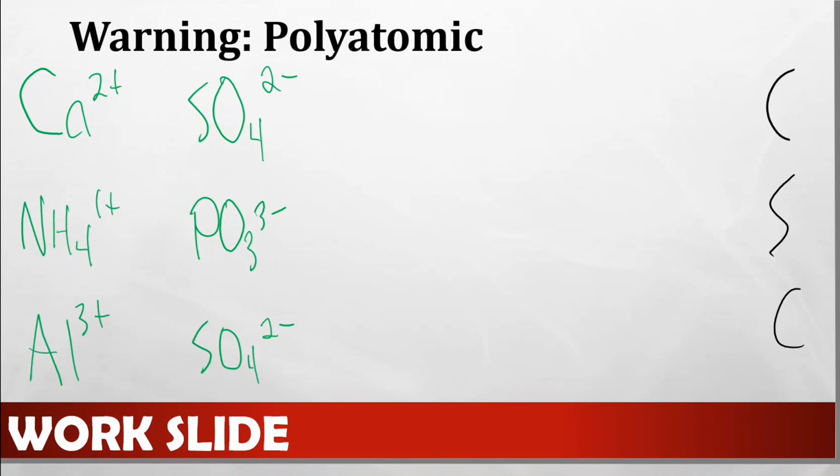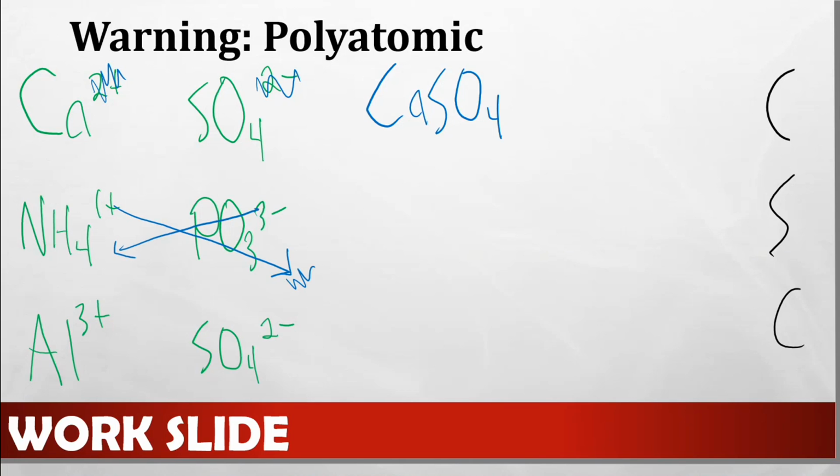Now, first off, when we solve this, we can see that the first one cancels. We've got the 2 and the 2 cancels, and we are left with CaSO4. We just put them together, no problem. Now, when we get to the next one, they don't cancel, and they don't simplify, so we crisscross. The 1 goes down here and disappears, and the 3 goes down there.